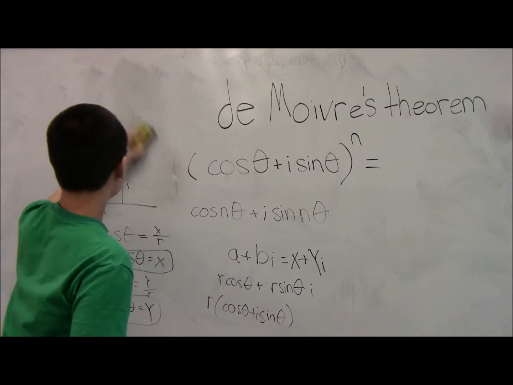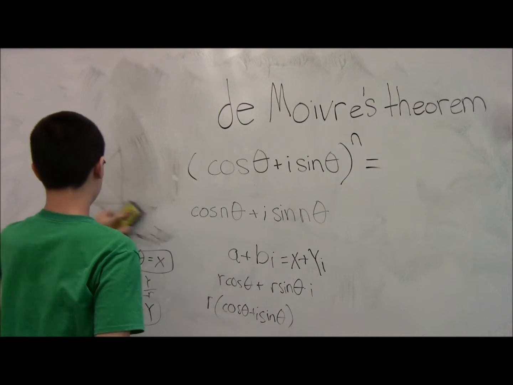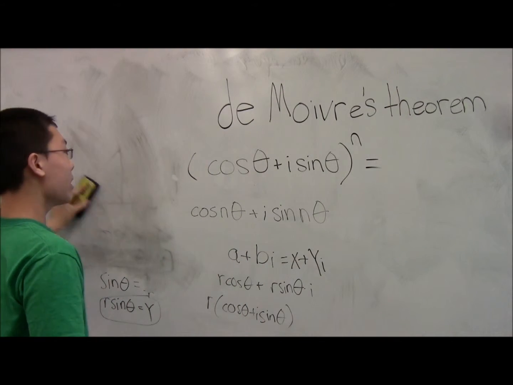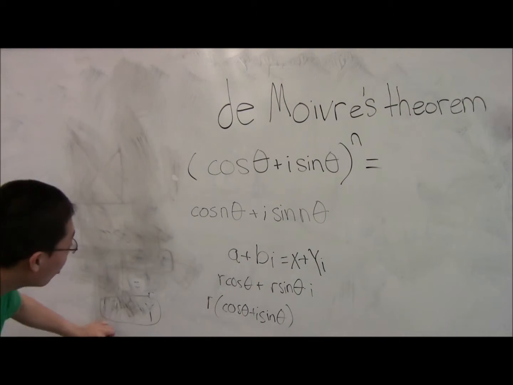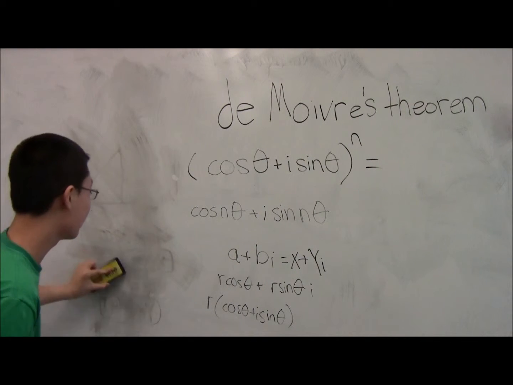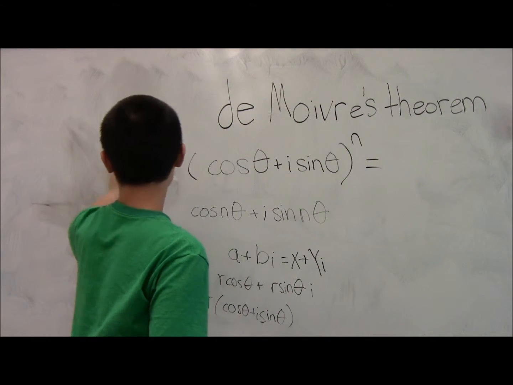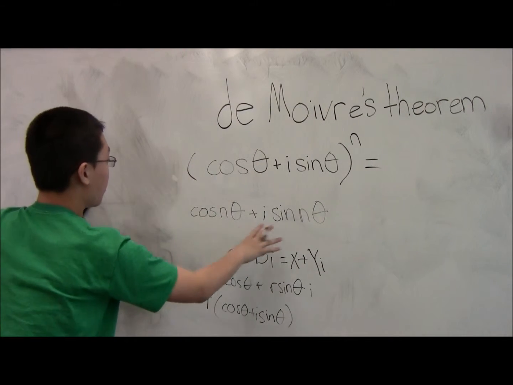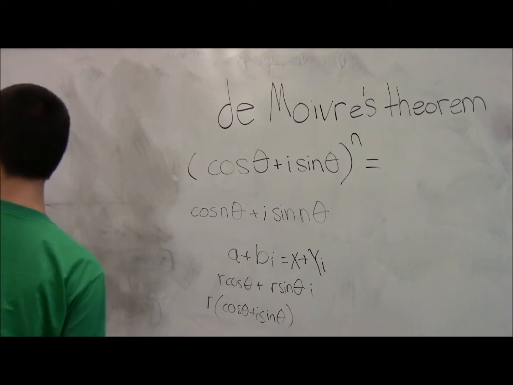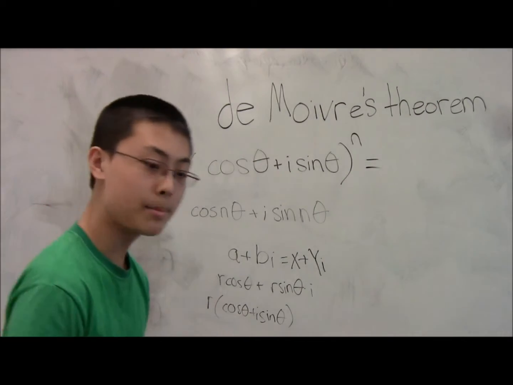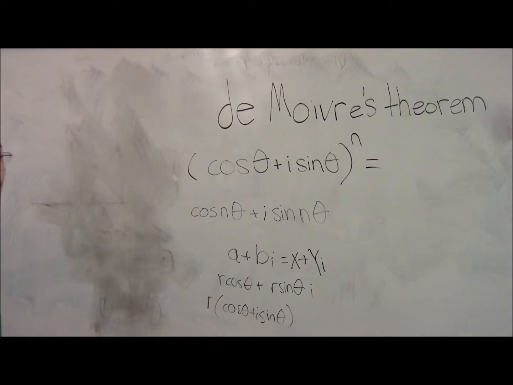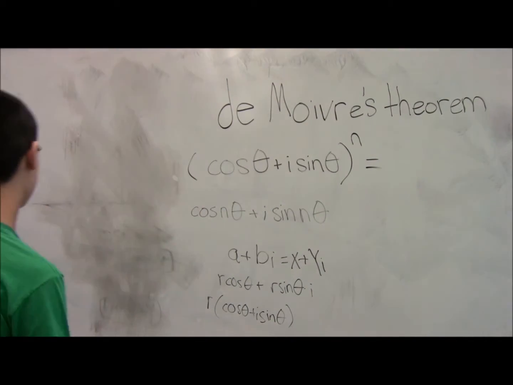Let's prove de Moivre's theorem. So de Moivre is saying that for all positive integer values of n, we're going to be able to use this formula. So if that is true, let's start with maybe the simplest case. The simplest case being n equals 1.